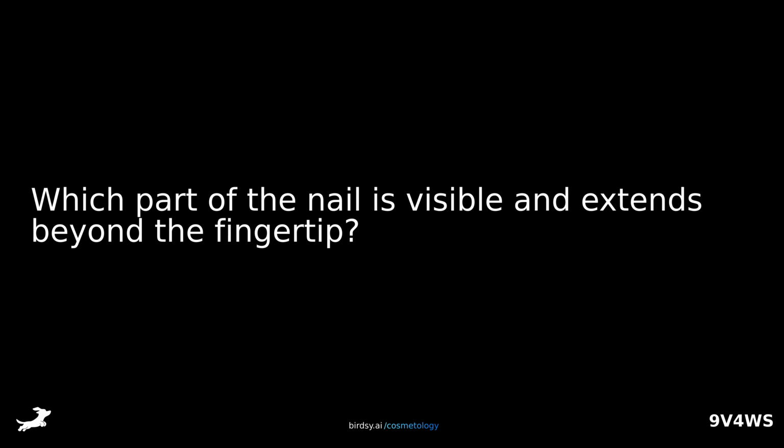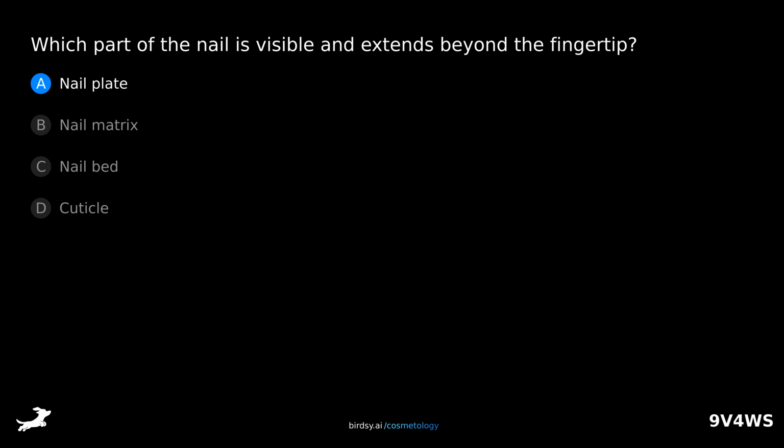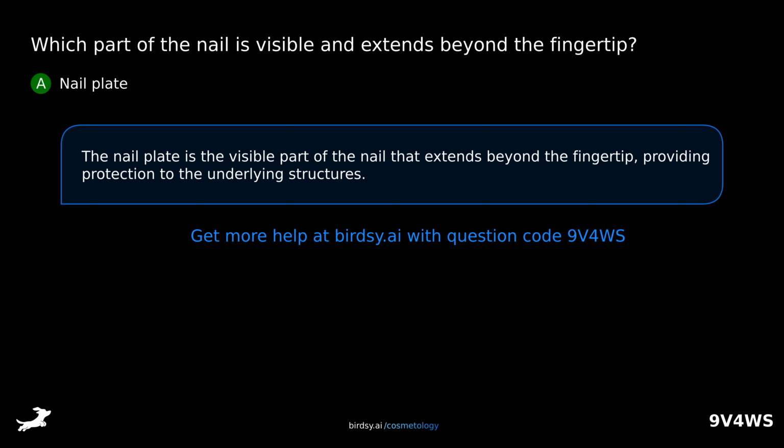Which part of the nail is visible and extends beyond the fingertip? Is it A, nail plate, B, nail matrix, C, nail bed, or D, cuticle? The answer is A, nail plate. The nail plate is the visible part of the nail that extends beyond the fingertip, providing protection to the underlying structures.